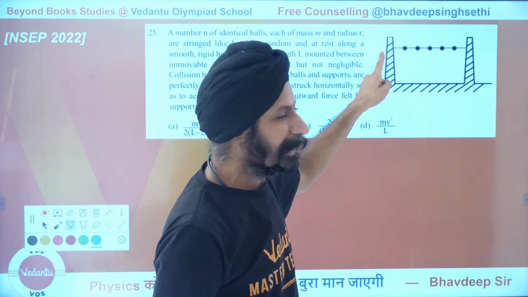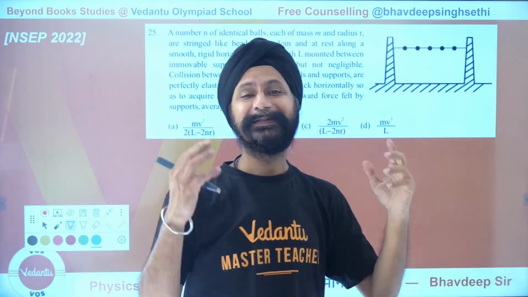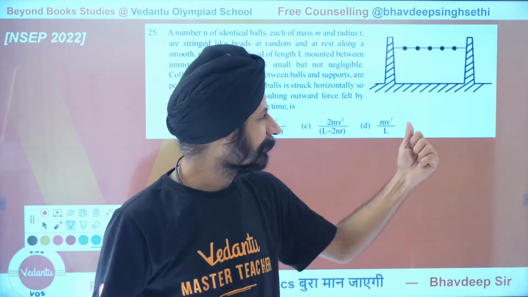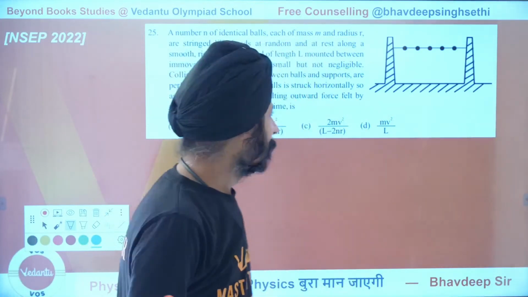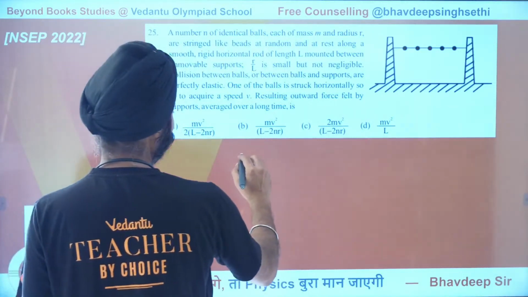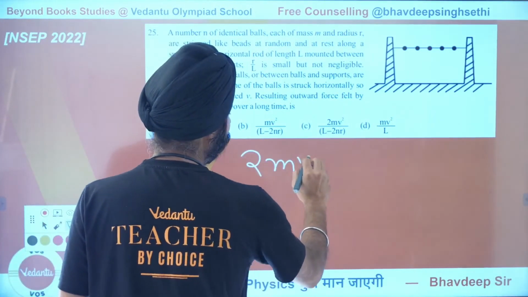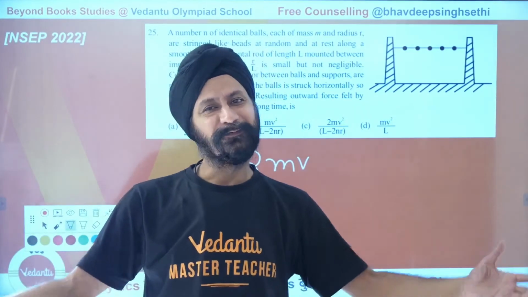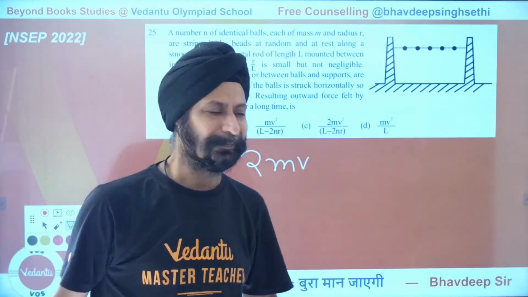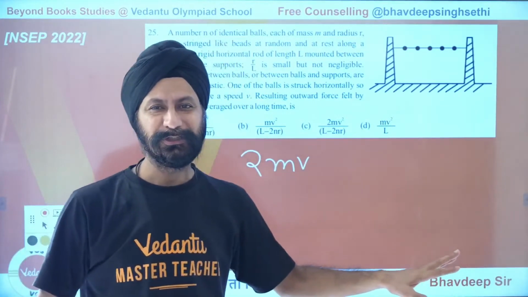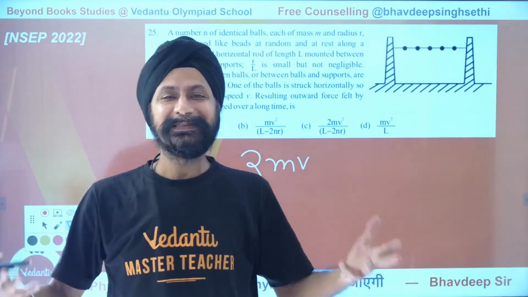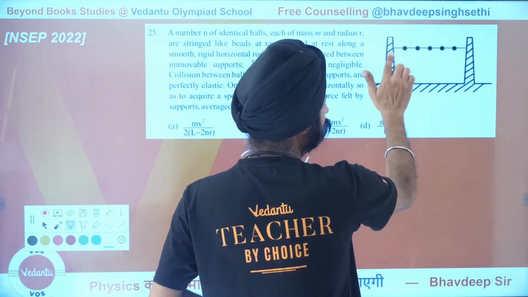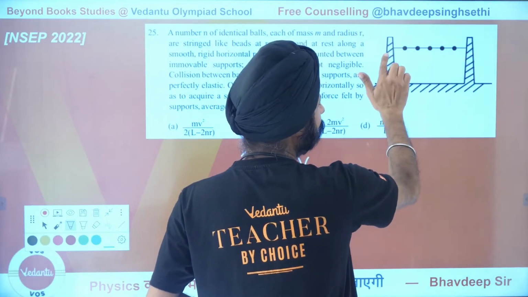When this hits back and goes back, there is a change in momentum of 2mv because it's 100% elastic: mv minus minus mv. So there is a change in momentum of 2mv with each collision with each of these pillars. Now, what is force? Force is the rate of change of momentum. This is the momentum change. In how many seconds will this happen? So this strikes here, then goes, and then comes back, strikes again.